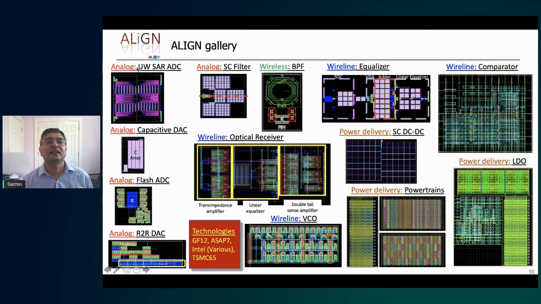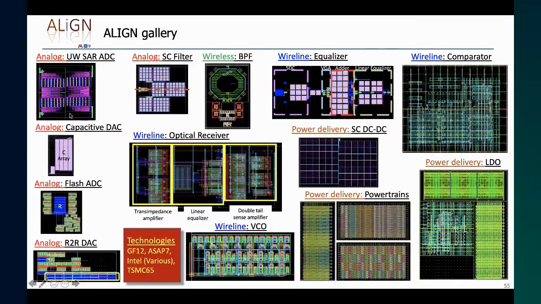And you can see that the colors over here signify the classes of circuits. So these red ones are low-frequency analog circuits. The green one here is wireless. The blue ones are wireline circuits. The brown ones are power delivery circuits.